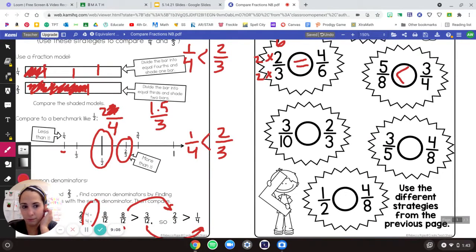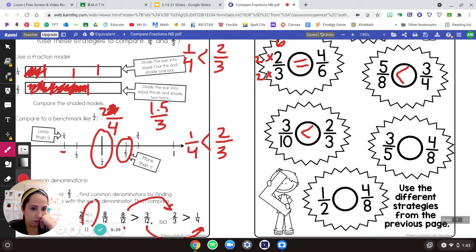This one. I know 3/10 is pretty close to 0 because half would be 5/10. So somewhere in between half and 0. But 2/3 is close to the end. So I know that 3/10 is less than 2/3.